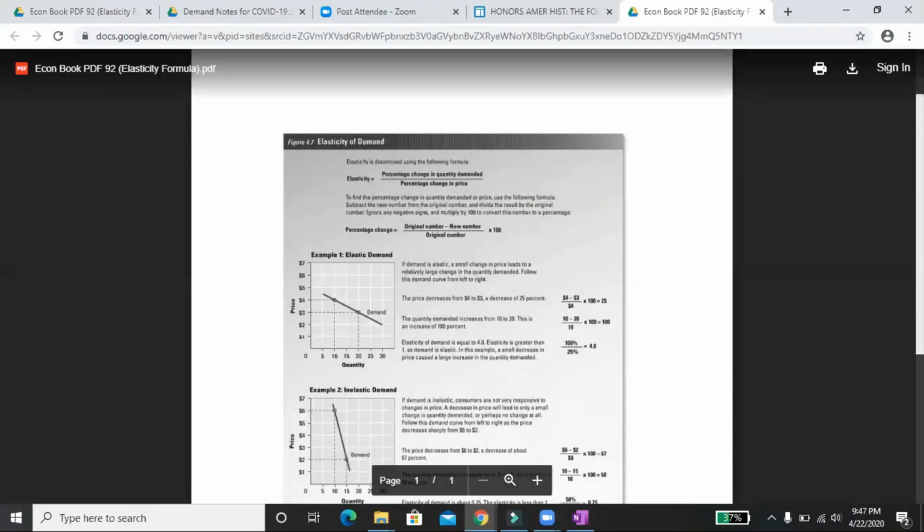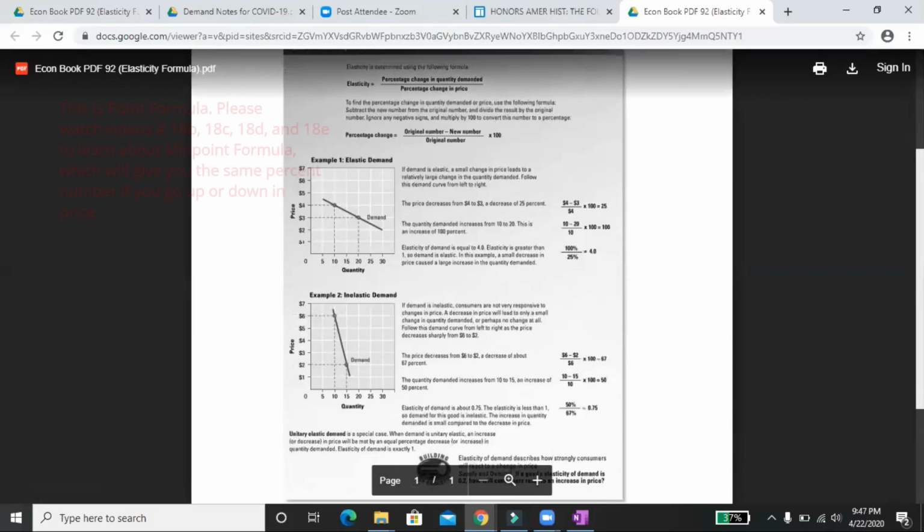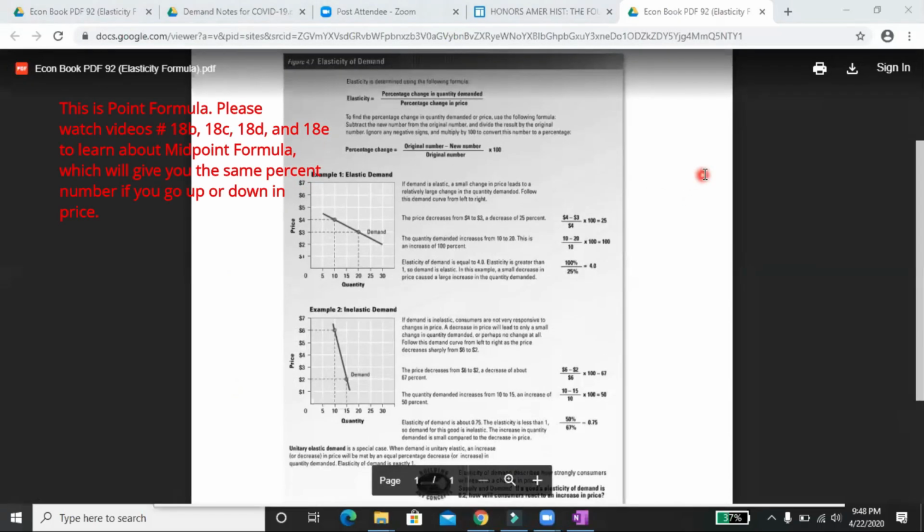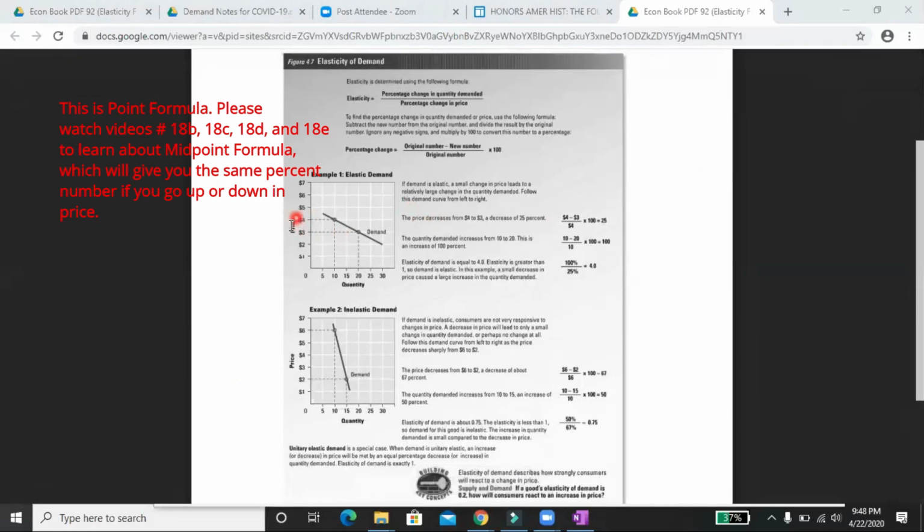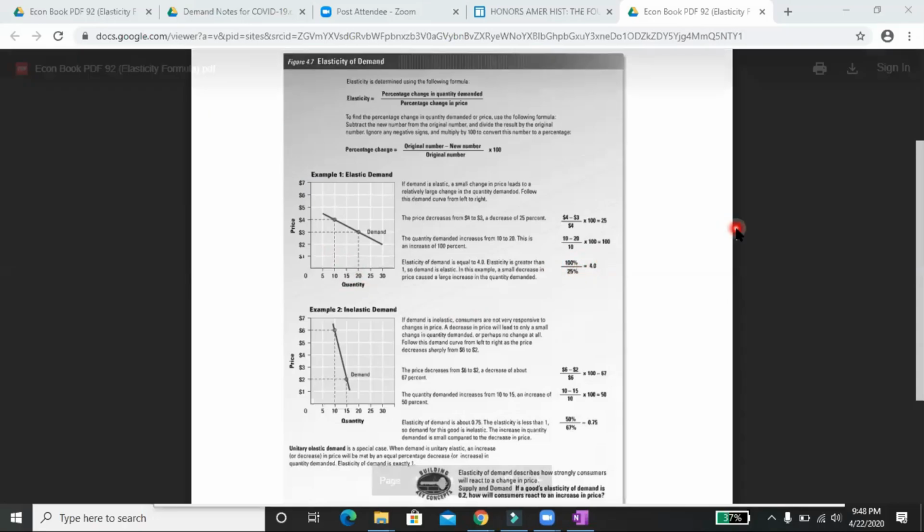And this is our mathematical formula. Now pay close attention to this. Make sure that you know this very well because it is very, very important. Okay, so if you have a small change right here in price that's leading to a large change or a larger change in quantity demanded, then the number that you're going to come up with is above 1, a number such as 100% divided by 25%.